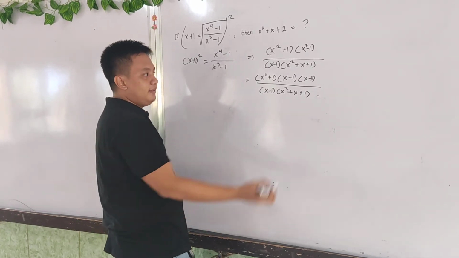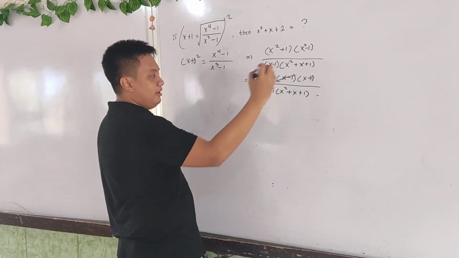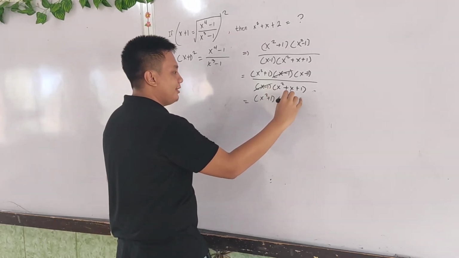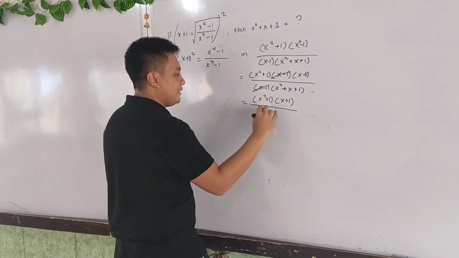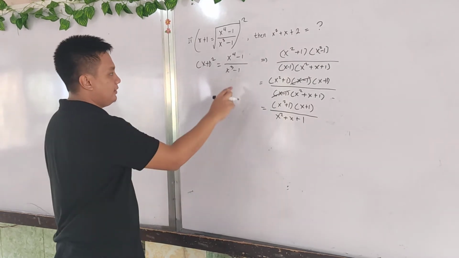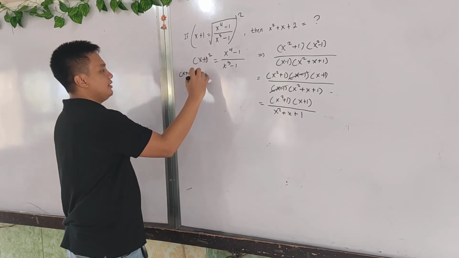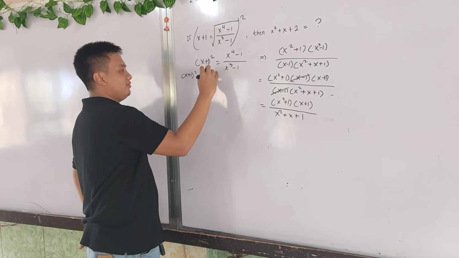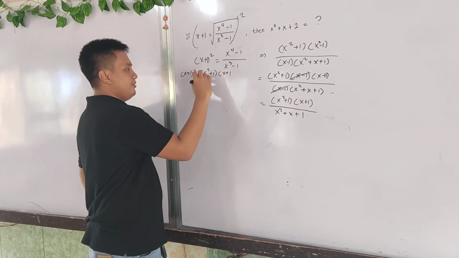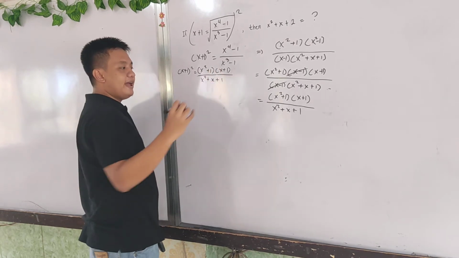What we do next, we see here that these two are the same, so we can cancel them. The remaining expression is now x squared plus 1 times x plus 1 all over x squared plus x plus 1. So we replace it here, and we will have (x plus 1) squared is equal to (x squared plus 1) times (x plus 1) all over x squared plus x plus 1.